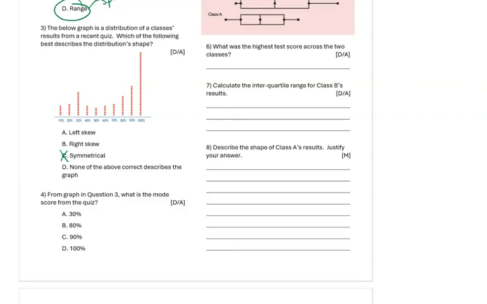So, drawing a little sketch. If you've got a graph that looks like this, you can see there's a tail over here on the right-hand side. That would be an example of right skew data. And the other way around, you'd have a tail on the left-hand side and a big clump there. That would be an example of left skew data.